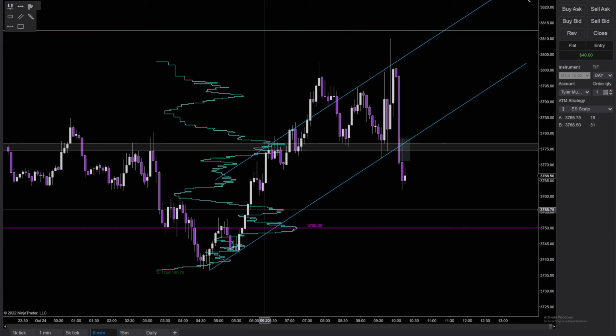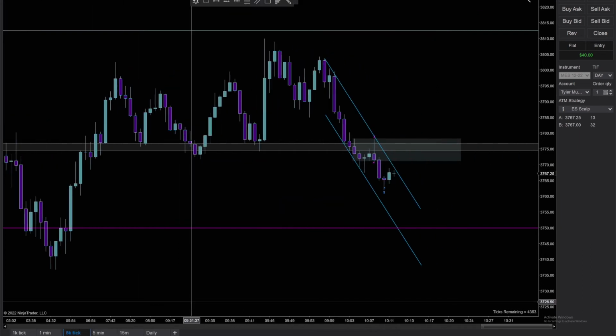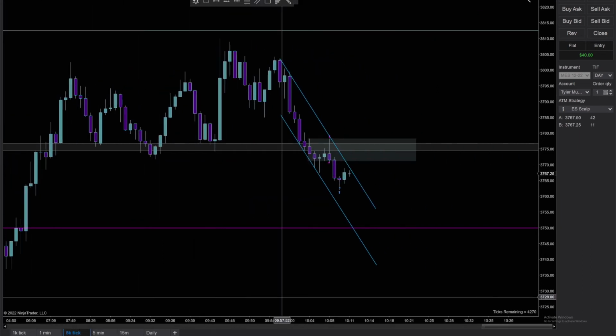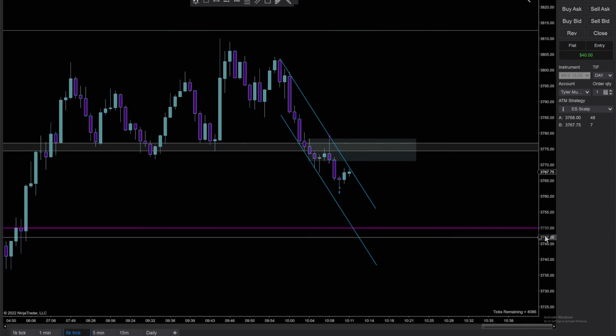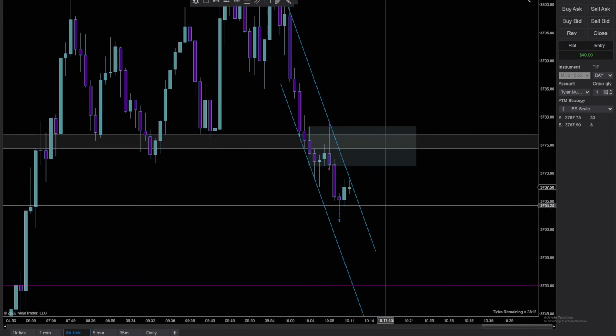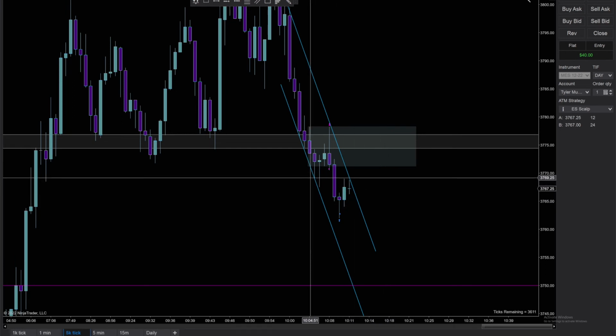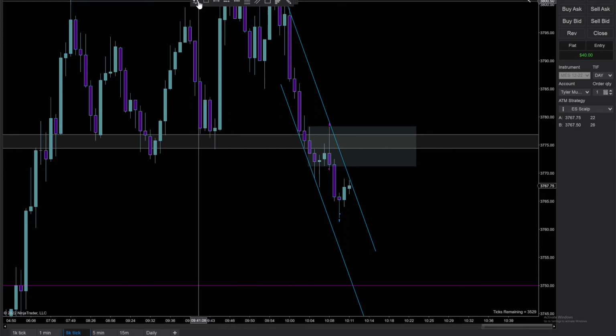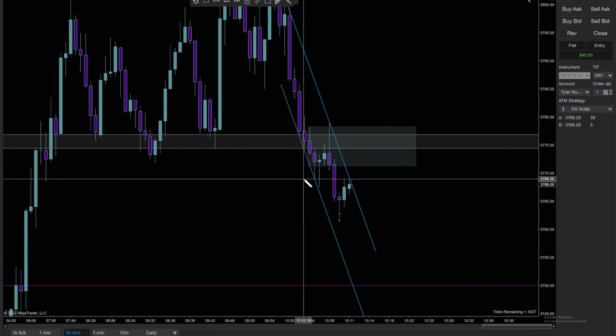I don't think we made it all the way down to the actual HVN, that pink line on this, but that's a little bit expected because it's a sort of double clustered high volume area. So I probably wouldn't have used that as an actual price target. If I was going to ride it down, I probably would have tried to get out before that first little volume peak.